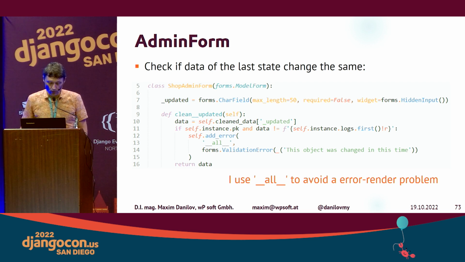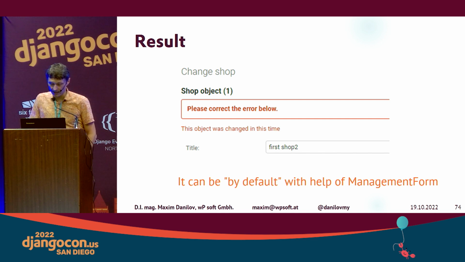Or I throw a validation error. But I made it a little bit better. I don't throw an error, I add an error to the form, and I use __all__. If I use __all__, I receive the error message not in a field, but on the top of my form. How it works? "Please correct the error, because the object was changed in this time."